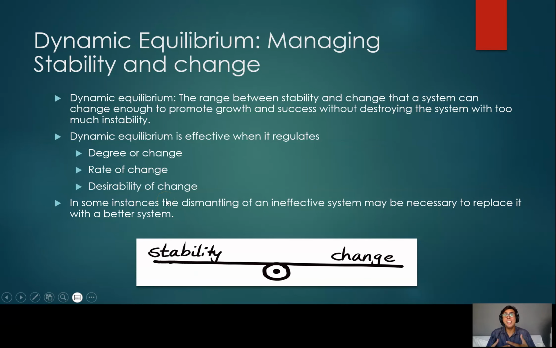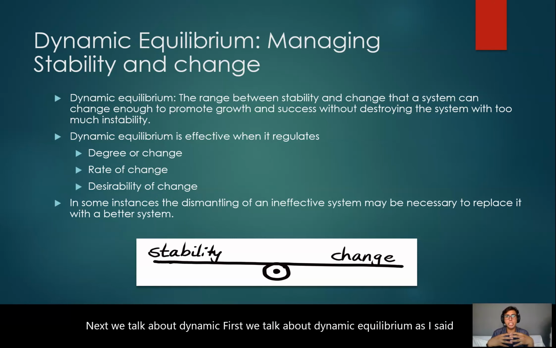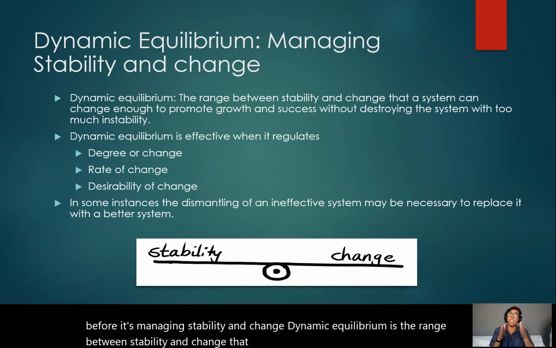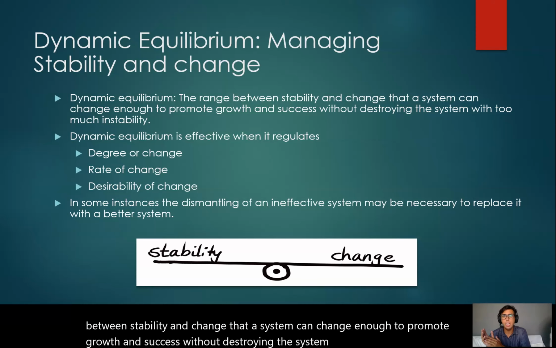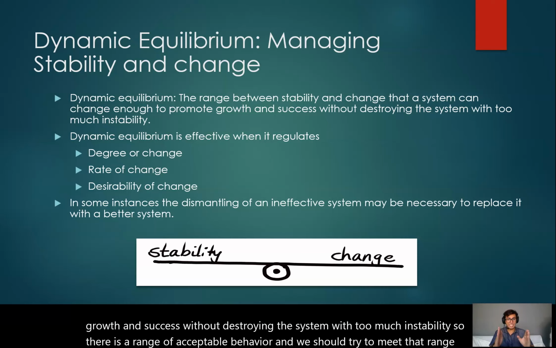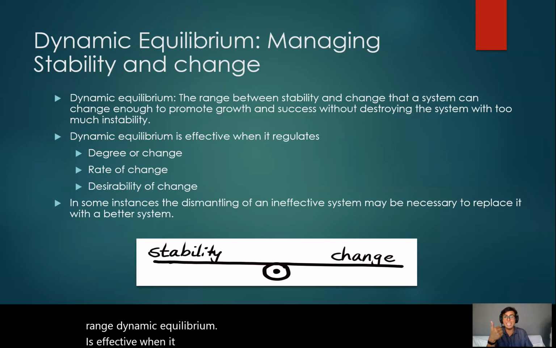Next, we talk about dynamic equilibrium. As I said before, it's managing stability and change. Dynamic equilibrium is the range between stability and change that a system can change enough to promote growth and success without destroying the system with too much instability. So there is a range of acceptable behavior, and we should try to meet that range. Dynamic equilibrium is effective when it regulates the degree of change so that we are not changing too much.